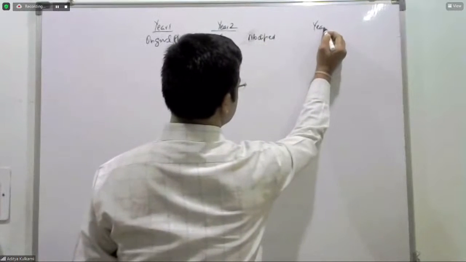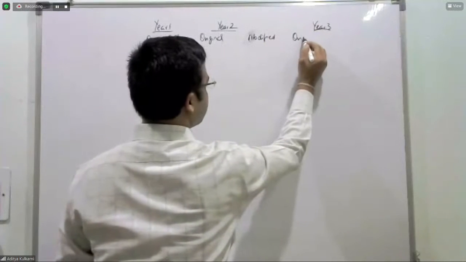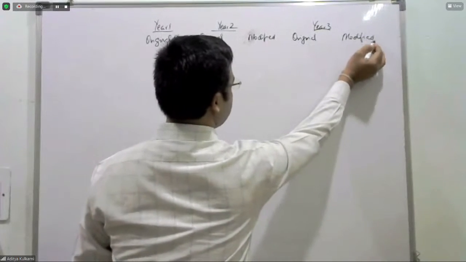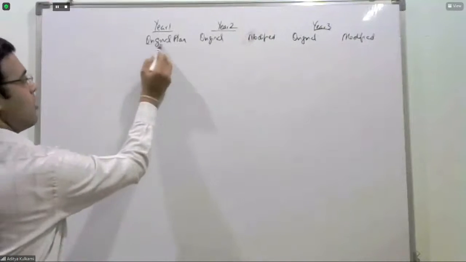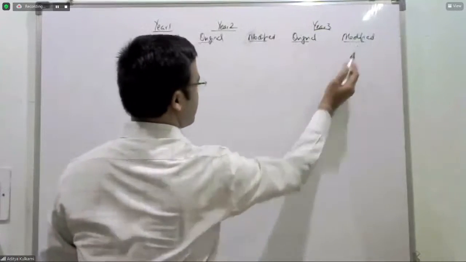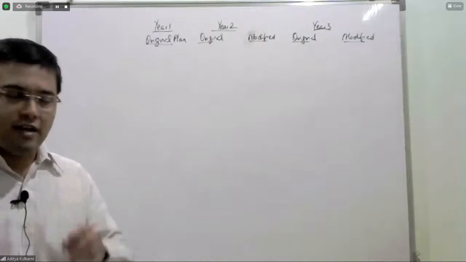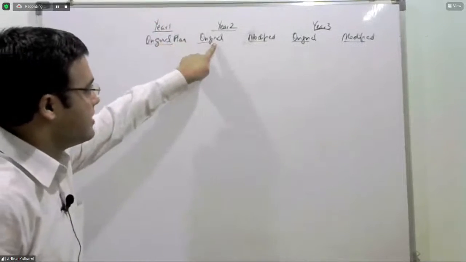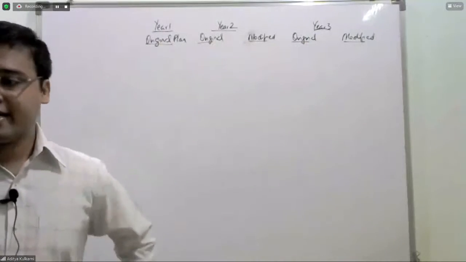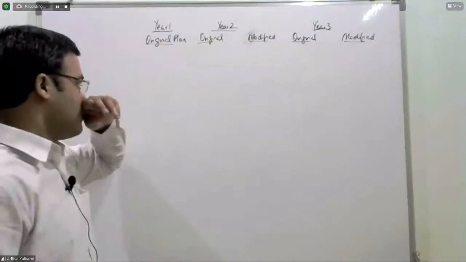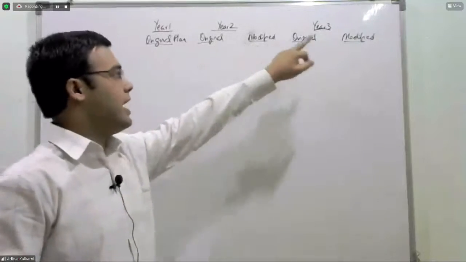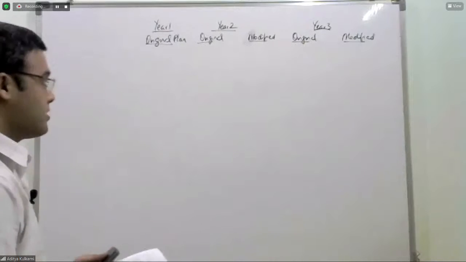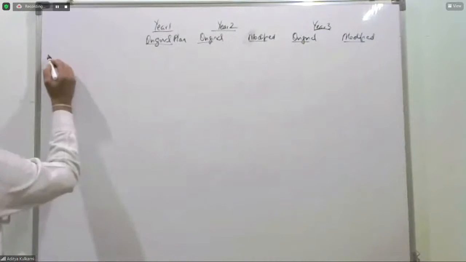Year 3, you will again be having original plus the modified. So this is how it will happen. The original fair value of 14 rupees will be year 1, year 2, year 3. The incremental fair value of 2 rupees will be over year 2 and year 3. That's it. That is how you will do the accounting. Now, let us come to the question proper.